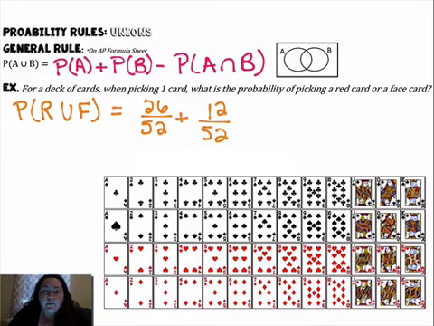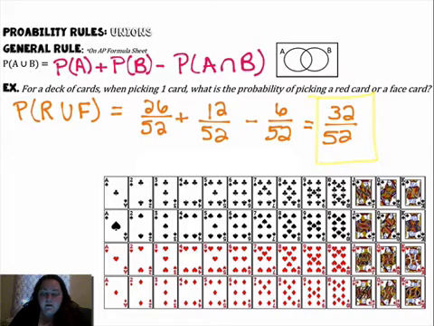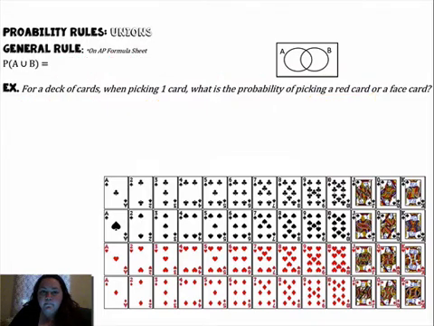Plus, for a face card, I have 12 face cards out of 52. But I have to subtract the 6 face cards that are red, and that gives me a probability of 32 out of 52. Okay, and when they ask for probability, unless they state specifically fraction, decimal, or percent, any will be fine.